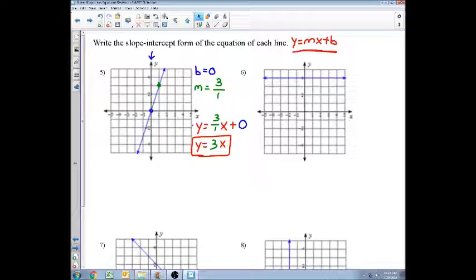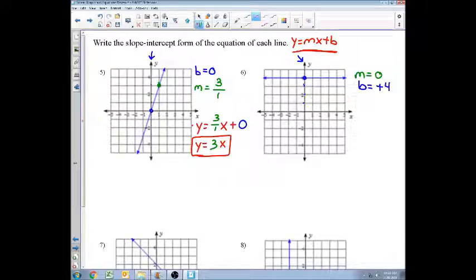Number 6, we have a straight horizontal line. From our original talk, we said that that will have no slope. That means that my slope is going to be 0. Makes this pretty easy at that point, as long as you can remember that that means slope is 0. Where is my y-intercept? Look at the y-axis. It crosses right there. 1, 2, 3, 4. So my b value would be positive 4.